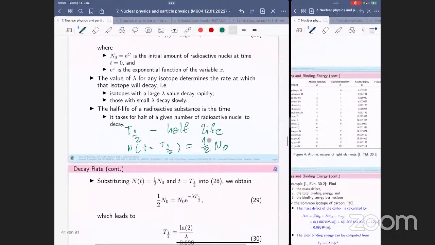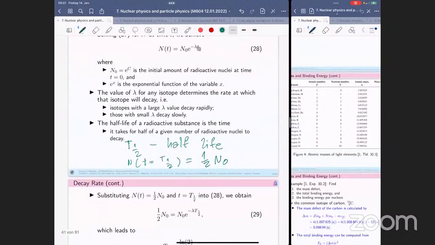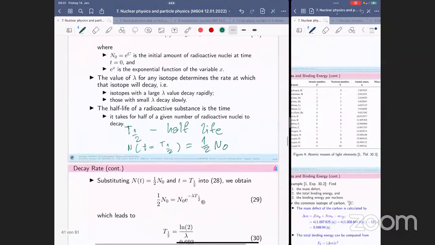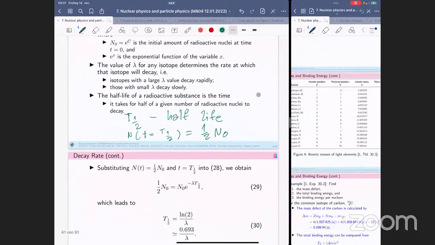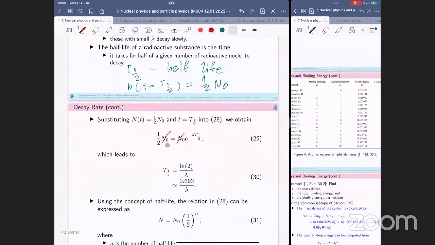But at T1/2 we get 1/2 of N0 on the left hand side, and we have N at T1/2, right? And we get this. To solve this equation is quite straightforward. You just cancel N0 on both sides of the equation, and after that, you take the ln function to both sides. You get ln of 1/2, the inverse, ln of exponential negative lambda T1/2.